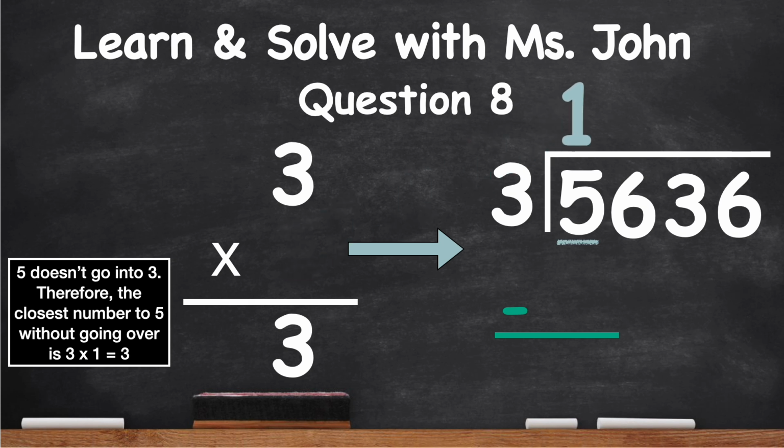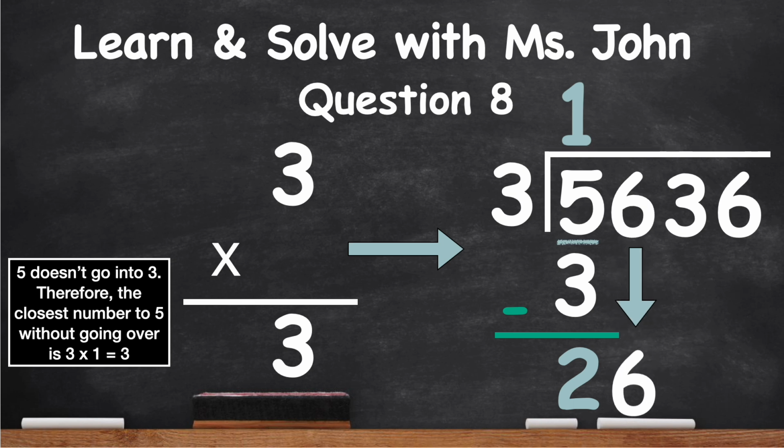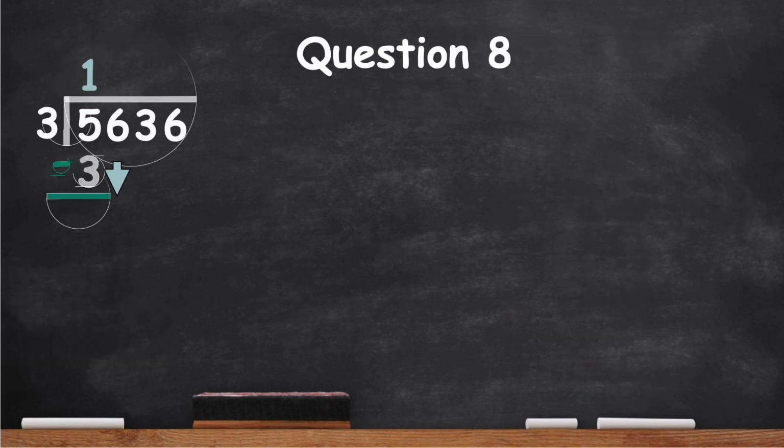And then after that, we're going to avoid drawing the rough box this time. And we're going to look at, of course, 3 times 1 gives you 3. So we're going to write that 3 under the 5. Then we're going to do 5 minus 3, which gives you 2. Then if you recall, we're going to drop down that 6 into the next spot. So now we're going to do 26. So we're going to look at 26 divided by 3.